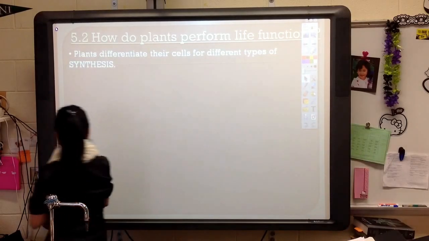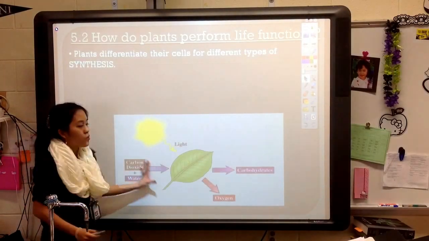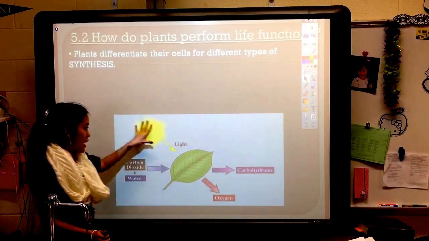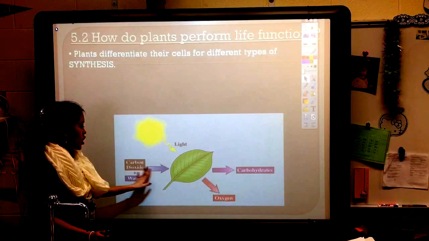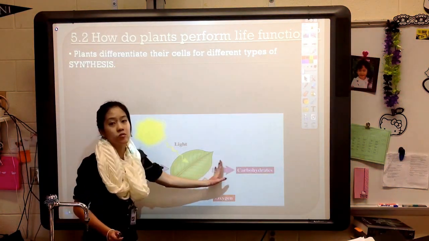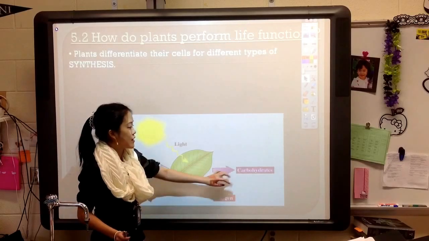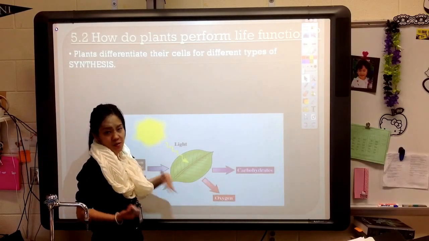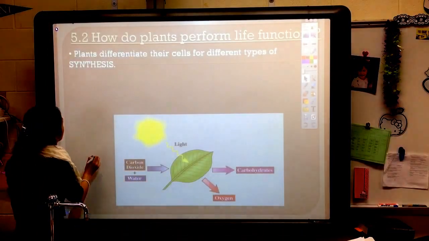If you look at that first picture we had here, what's going on? Well, you have a plant leaf. It's taking in sunlight, it's taking in carbon dioxide and water, and then out of this reaction, this chemical process, we're producing some carbohydrates and oxygen. So what type of synthesis is this?